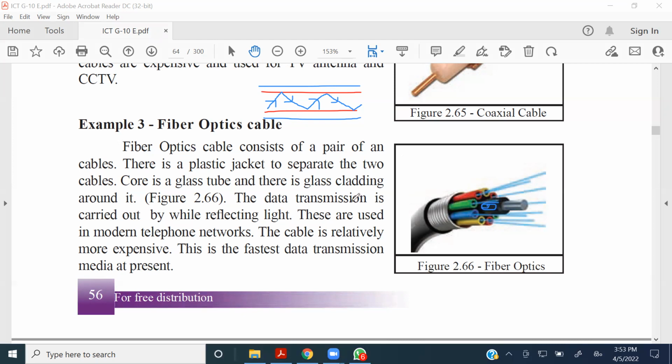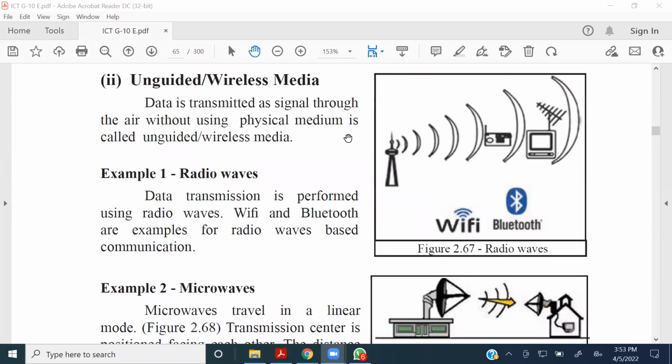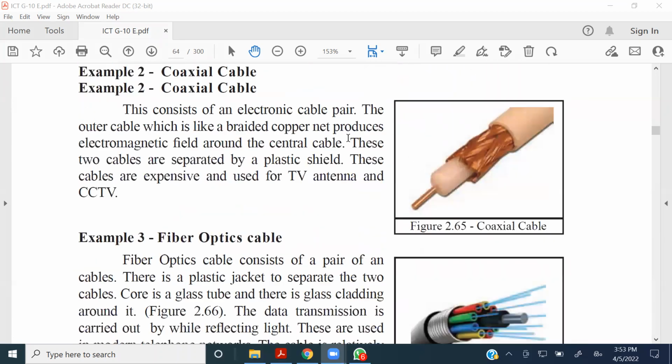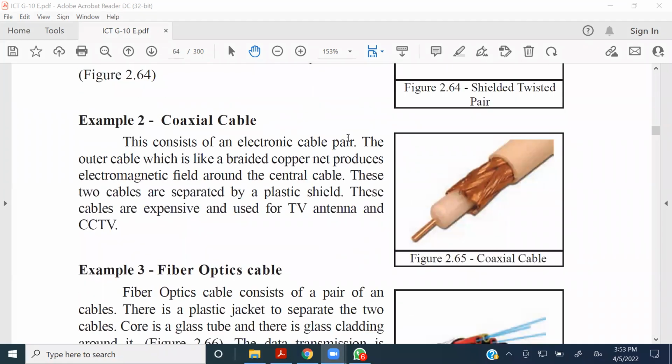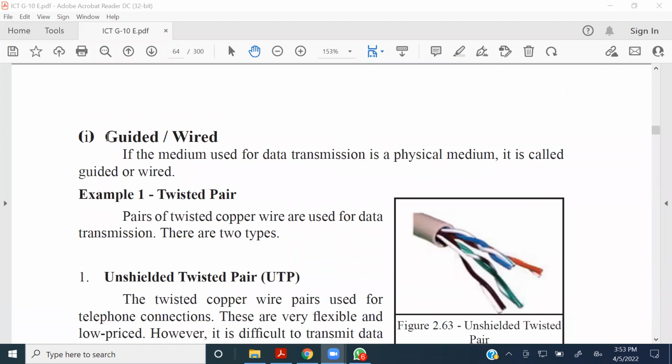So these are the things that we have to learn regarding the guided media. Before we move to the unguided media, let's quickly write this note. Have the heading: guided or wired medium.